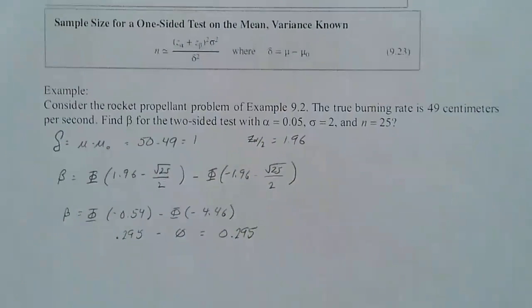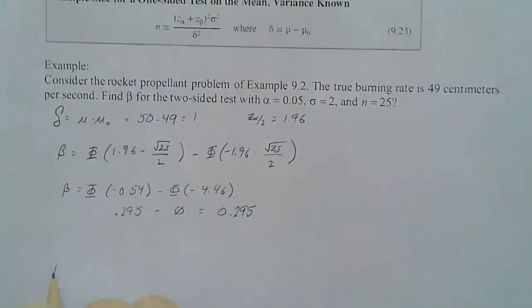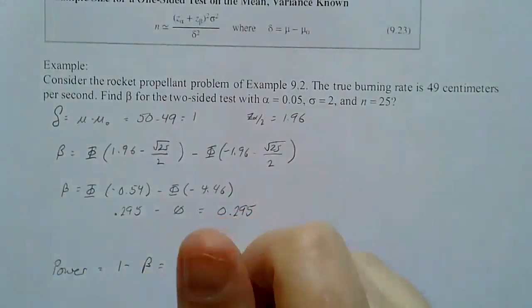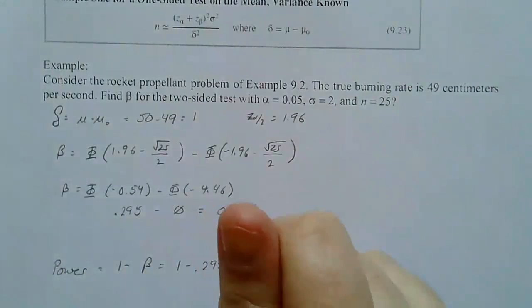So what does that mean? Well, that means that the power of this sample is actually equal to 1 minus beta. So that's 1 minus 0.295. And so you're looking at about 70%, right? Just over 70%, because we have 70.5%.